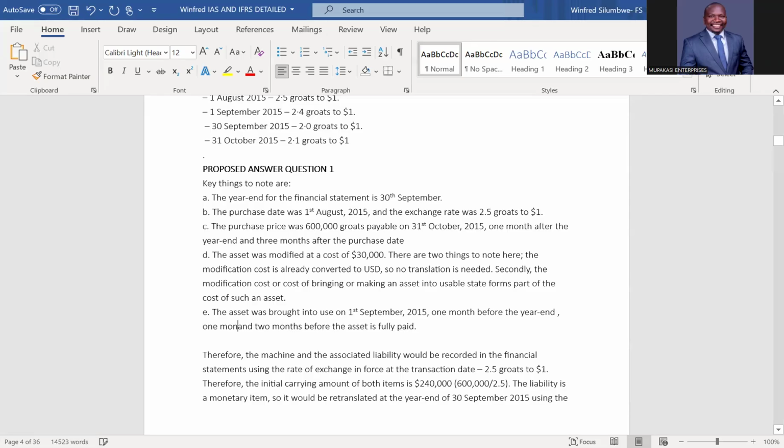1 month after purchase, and 2 months before the asset is fully paid. That is very, very important for you.